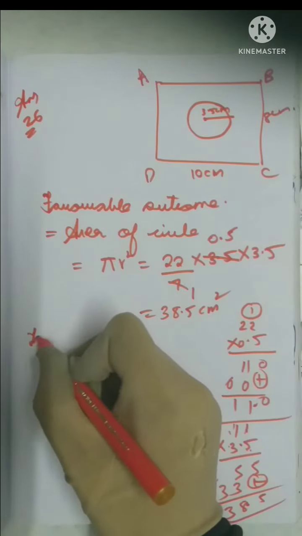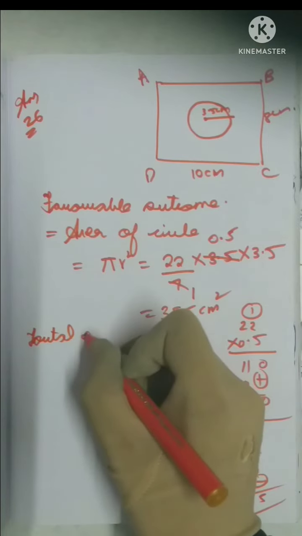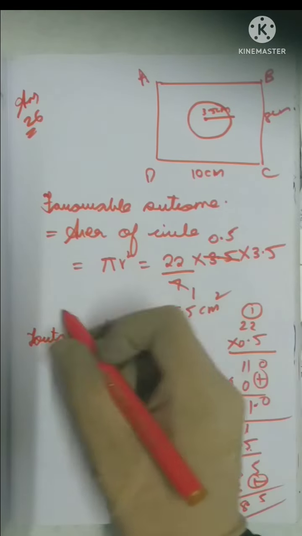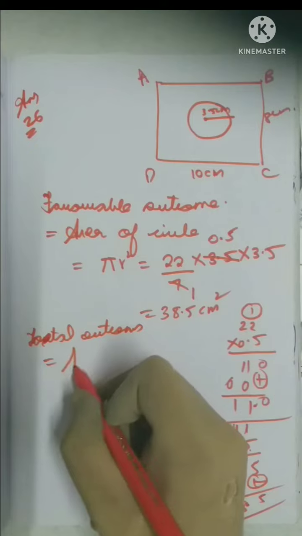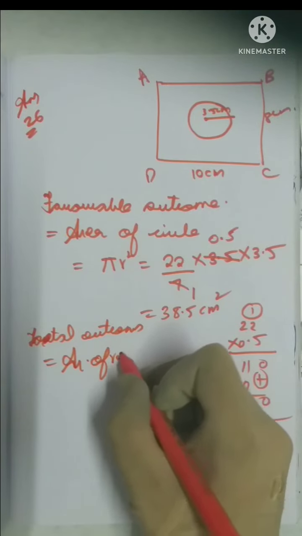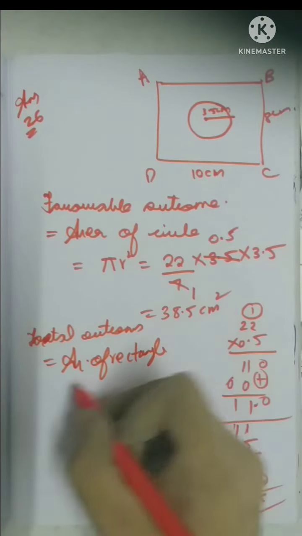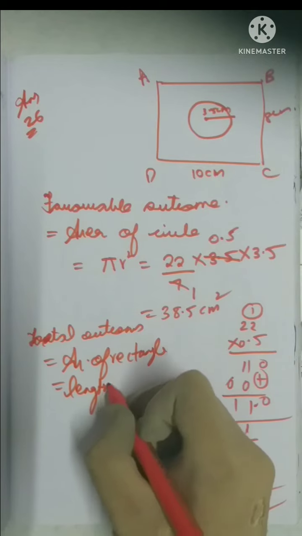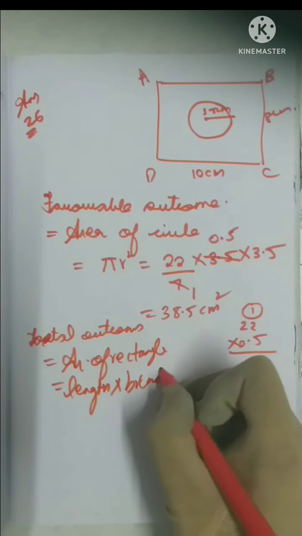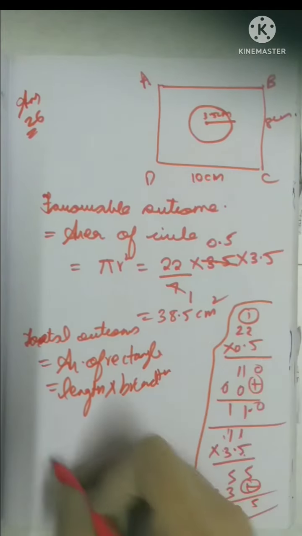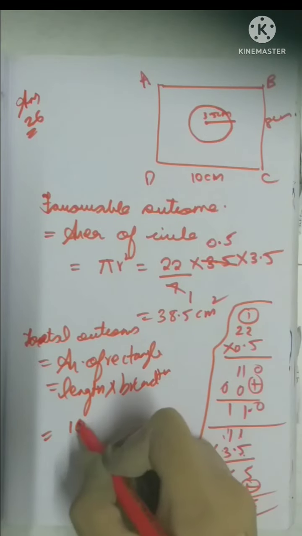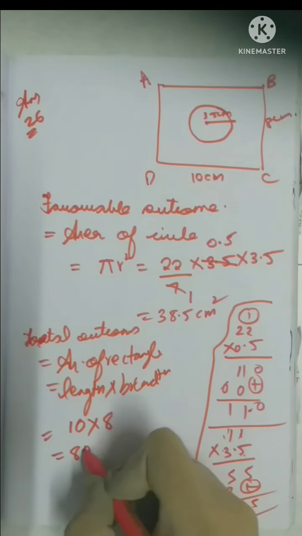Now find out the total outcomes. That is, here we have to find out area of, sorry, area of rectangle. What is the area of rectangle? We have length into breadth. What is the length given to you in the question? The length given to me in the question is 10, into breadth given to me is 8. So 10 8s are 80 centimeters square.